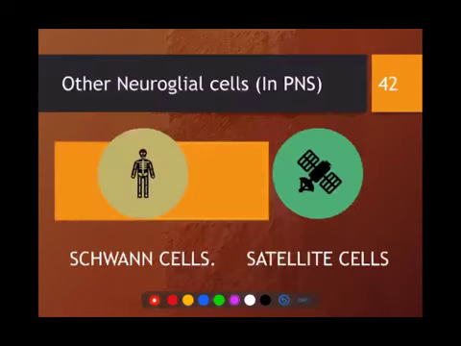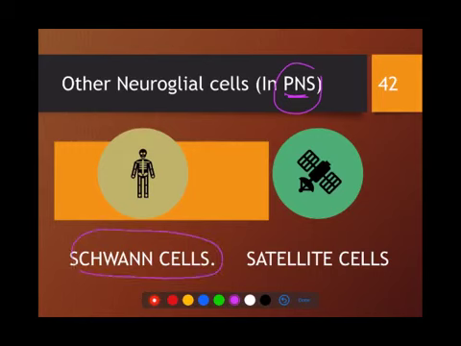Now, we have also other types of neuroglial cells which are present in the peripheral nervous system. We have finished the four types which are present in the central nervous system: the astrocytes, the oligodendrocytes, the microglia or the mesoglia, and in addition the ependymal cells. We have two types also, but they are present in the peripheral nervous system, and we have discussed them before. One of them is the Schwann cell, which surrounds the nerve fibers in the peripheral nervous system, and the satellite cells, which surround the nerve cell bodies in the ganglion.